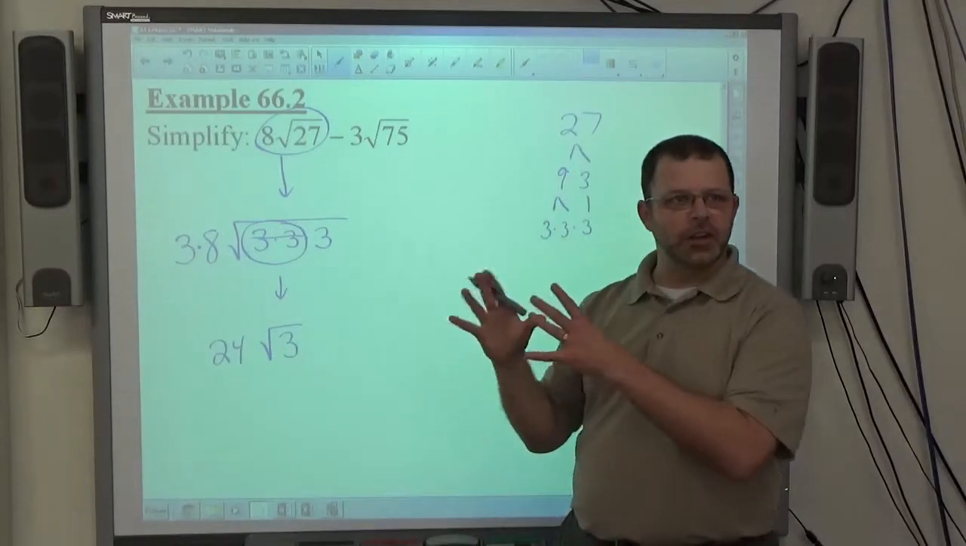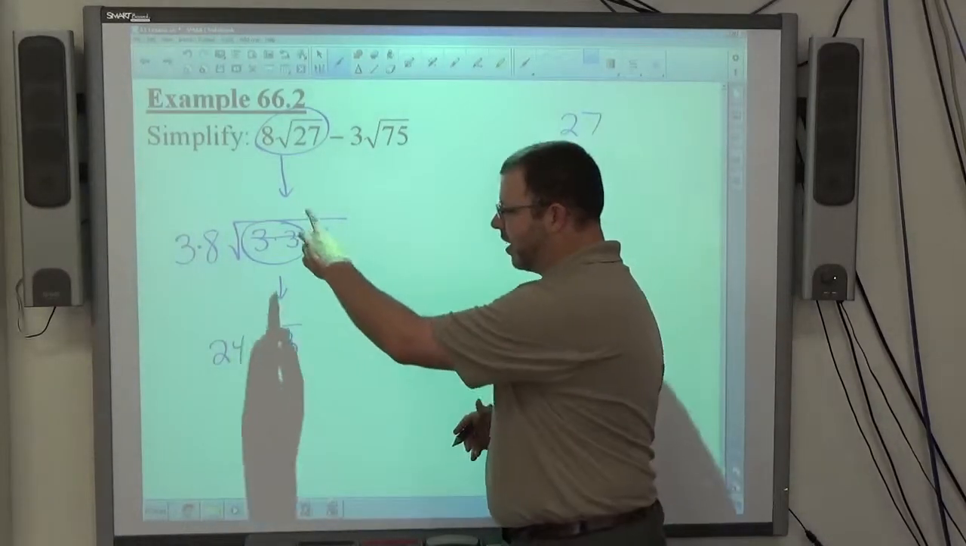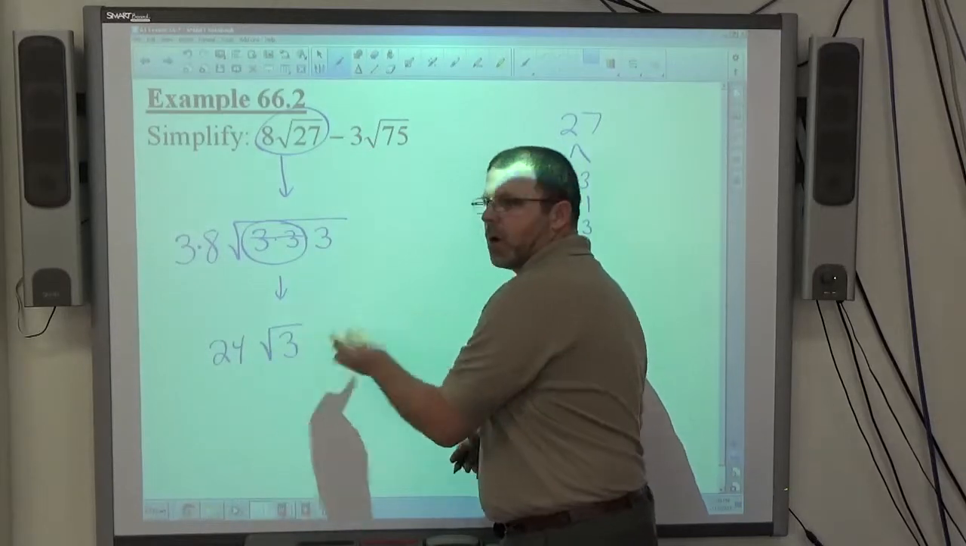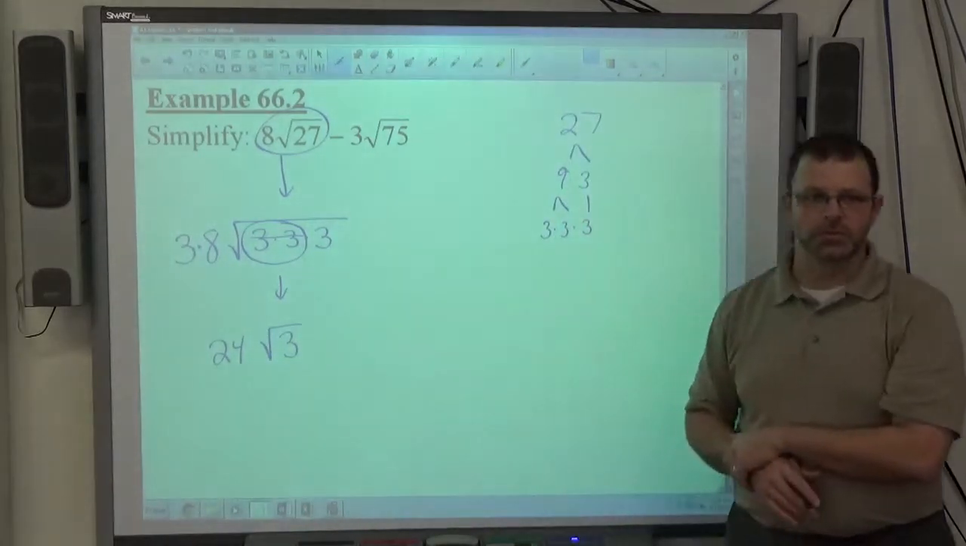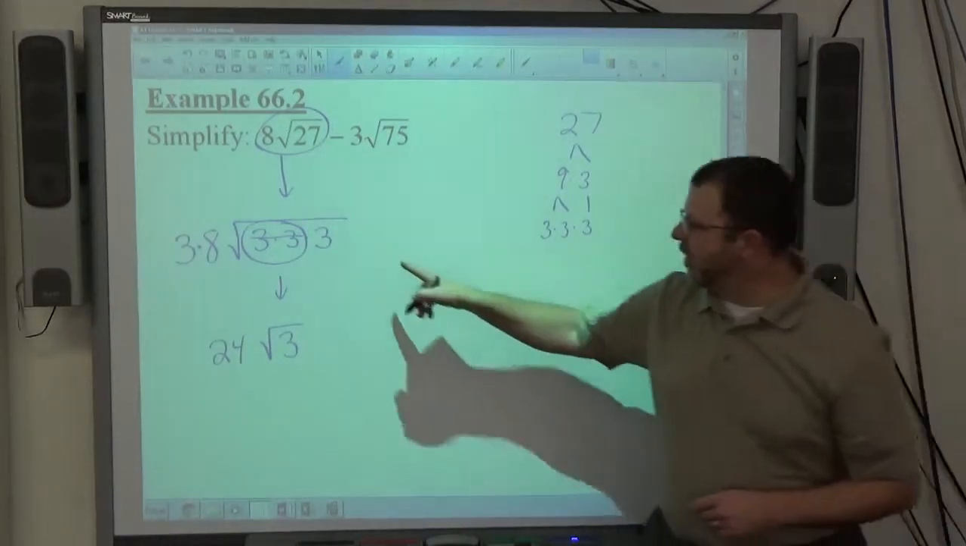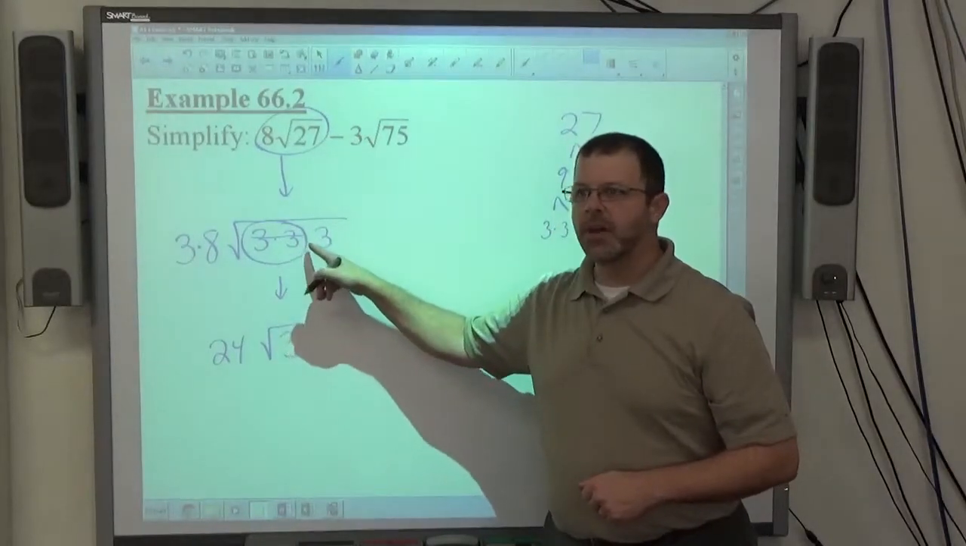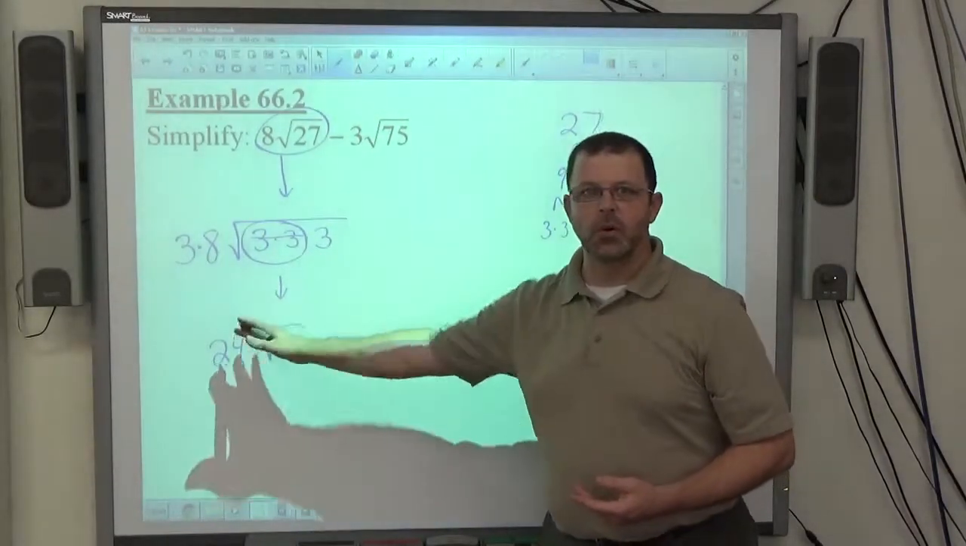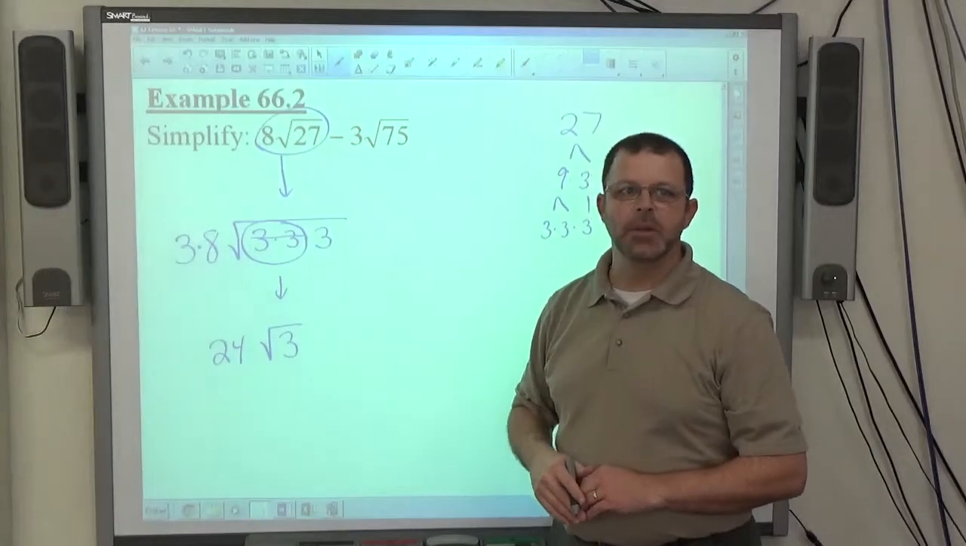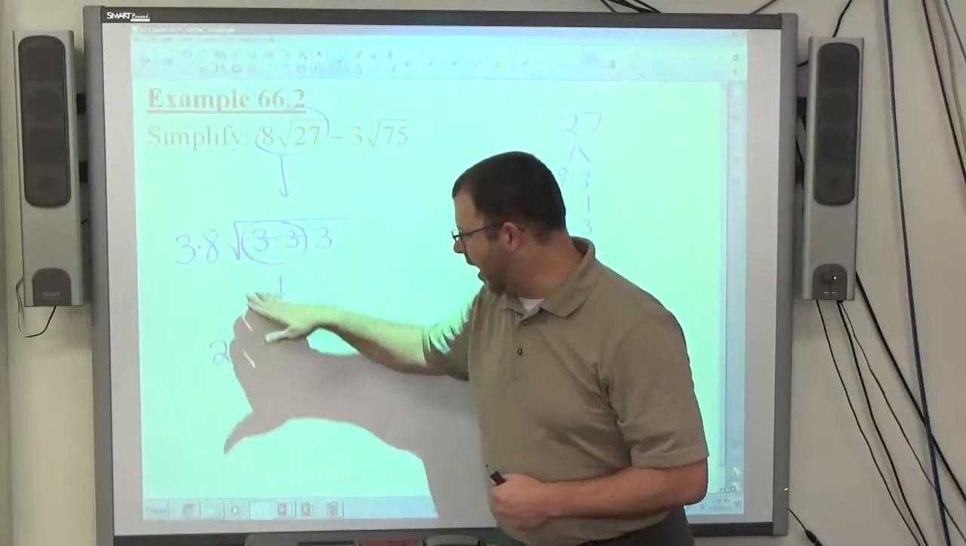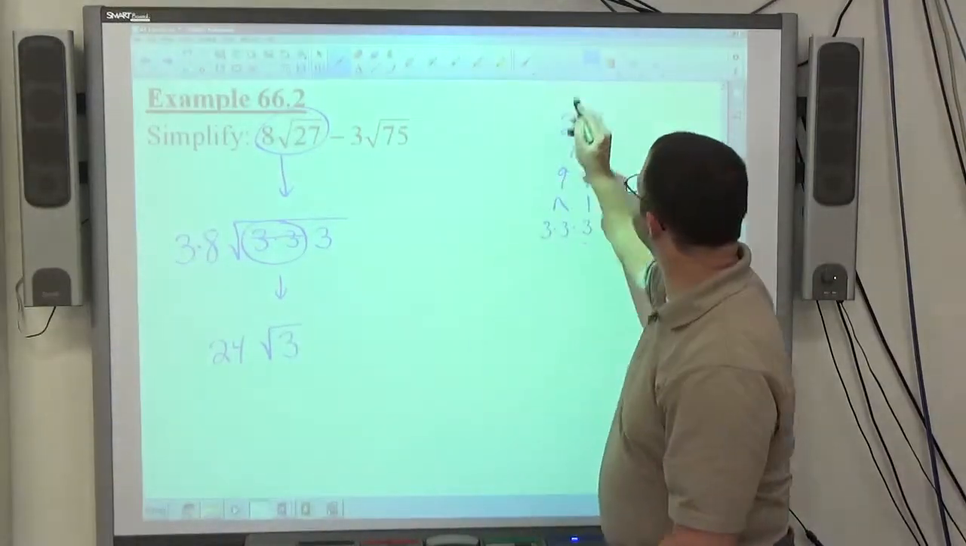We're always looking for a finished, simplified object as a single number times the square root of a single number at worst. Okay? If everything happens to pair up inside the radical, then it's no longer a square root, you just get a whole number answer, which is fine, that can happen too. But one number outside, at most one number inside.